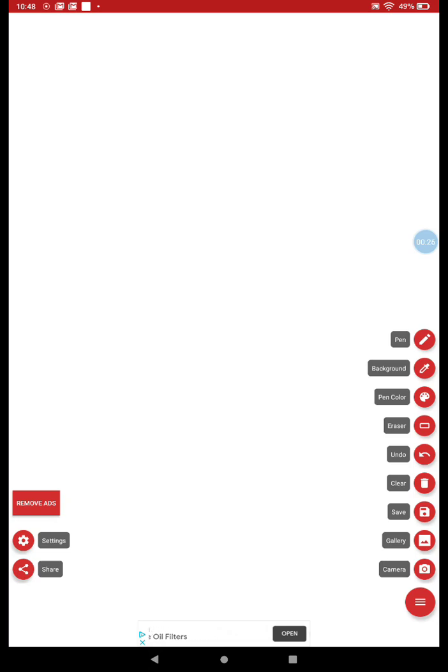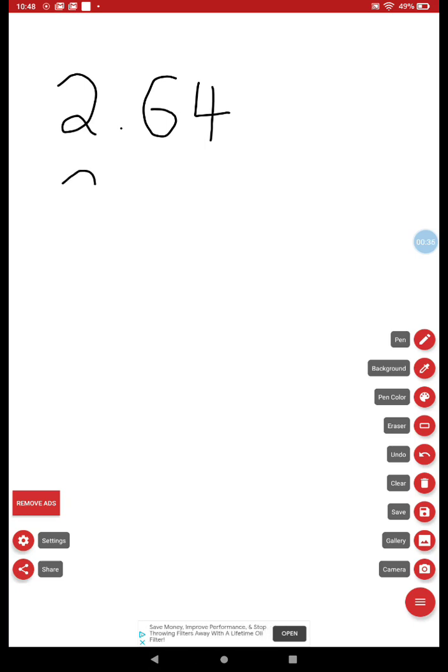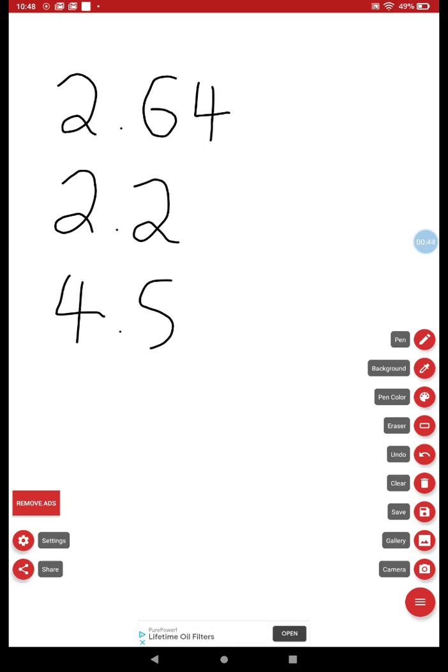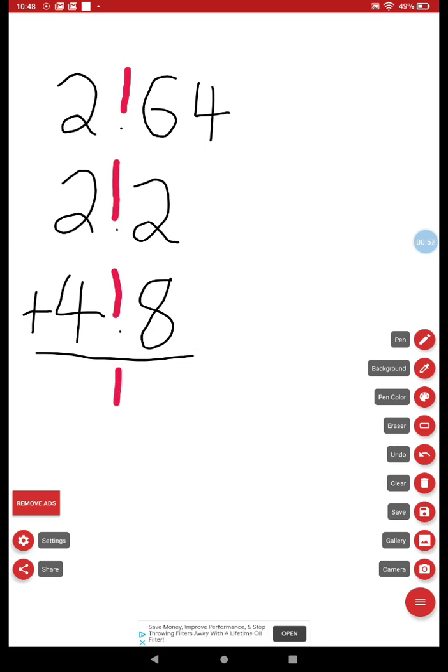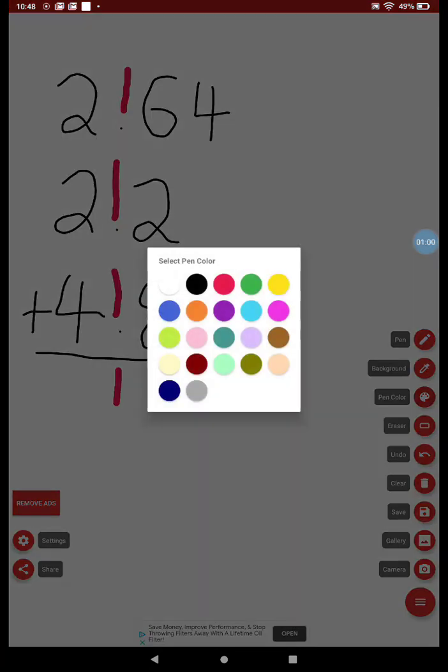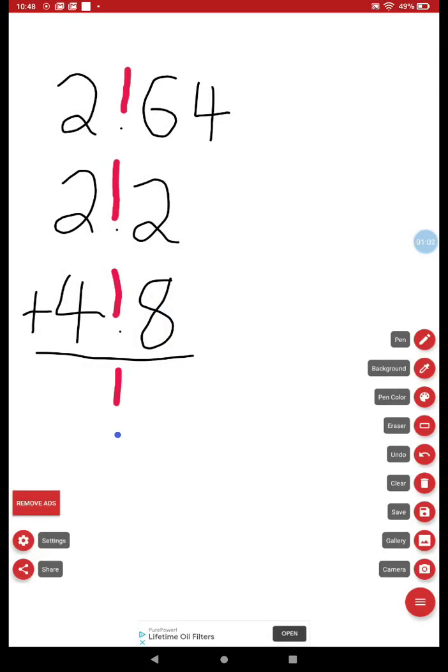Now, if I have a group of decimals, and maybe I have 2 and 64 hundredths plus 2 and 2 tenths plus 4 and 8 tenths. Remember, when we add decimals, we've got them all lined up on the decimal point. We bring that decimal point straight down. And then we start adding.